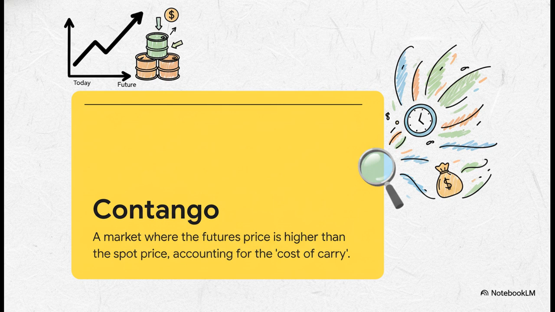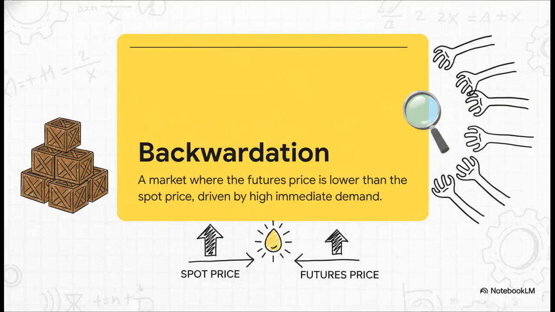And that makes sense, right? It costs money to store stuff, that's the cost of carry, so you'd expect to pay a little more for it later on. But then, sometimes things get weird. The market flips into backwardation. And that's when the future price is actually lower than the spot price. This happens when inventories are super low and people are desperate to get that thing right now, making it way more valuable today than it's expected to be in the future.